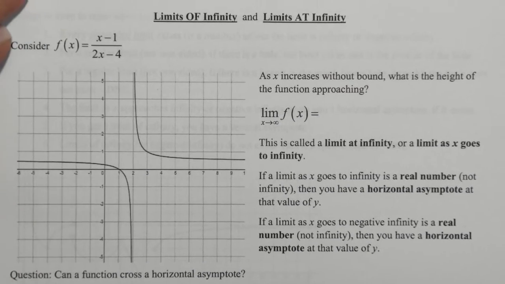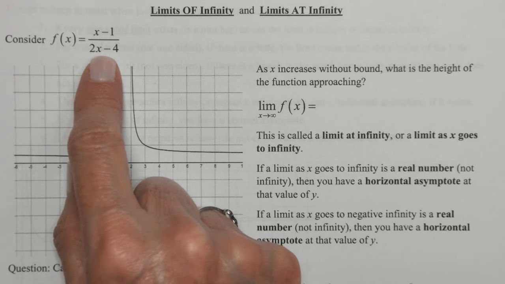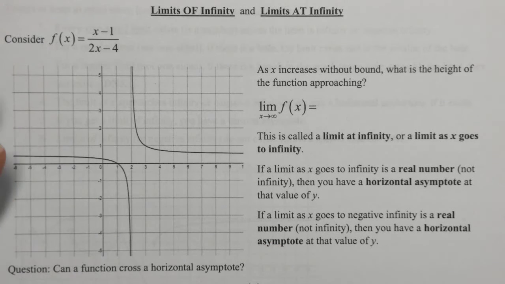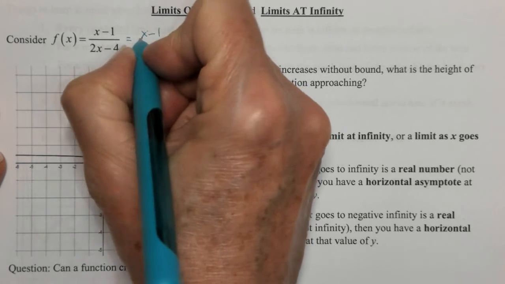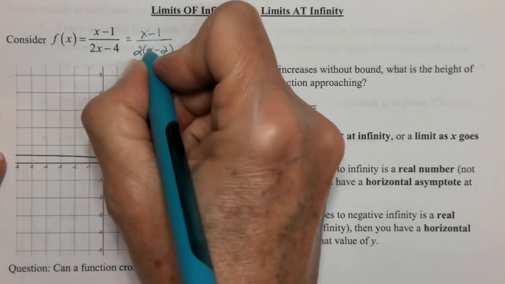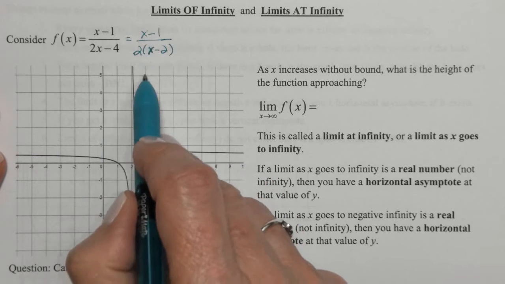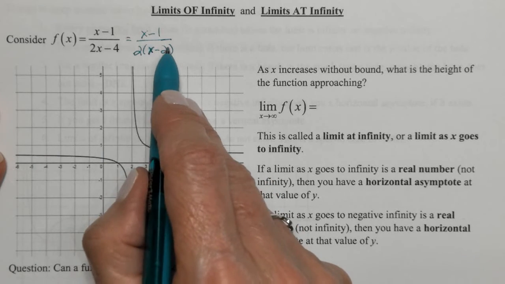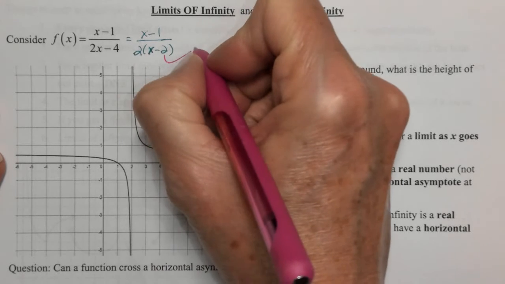Okay, let's take a look at this function. f of x is (x minus 1) over (2x minus 4). If I factor this denominator, I get (x minus 1) over 2 times (x minus 2). Is there a hole? No, there is no hole. There is, however, a vertical asymptote.